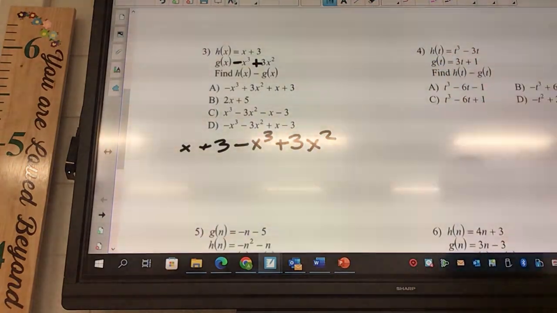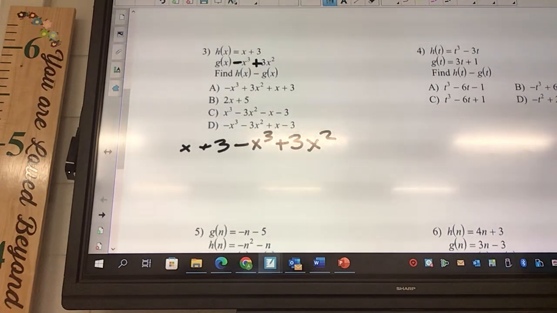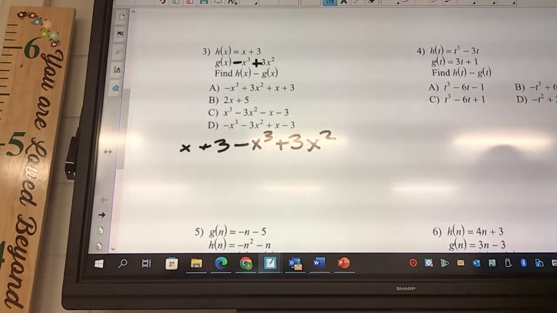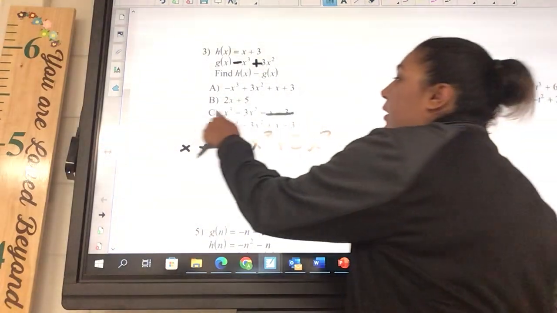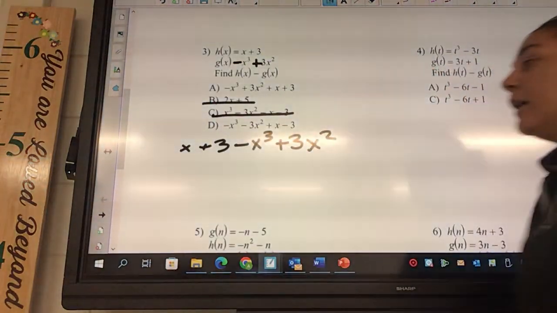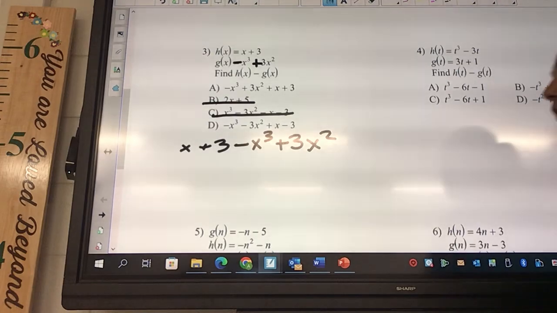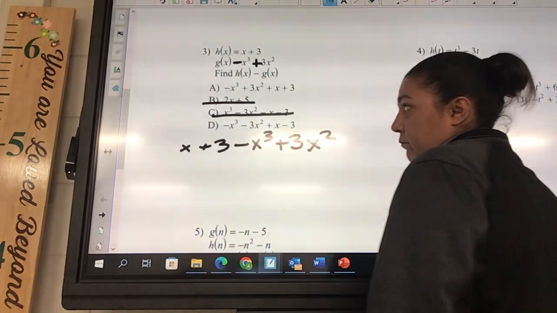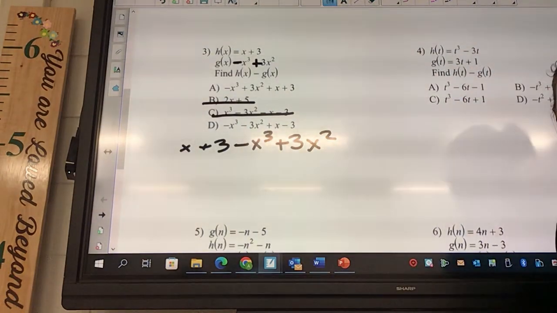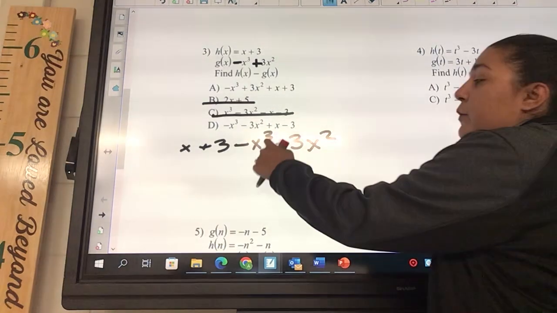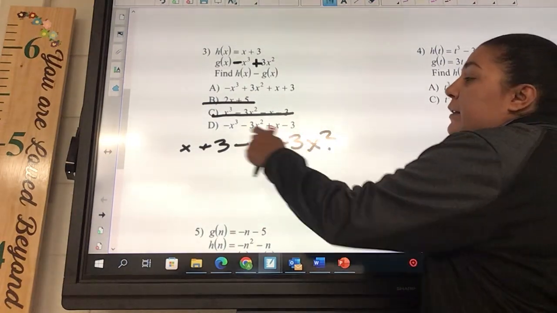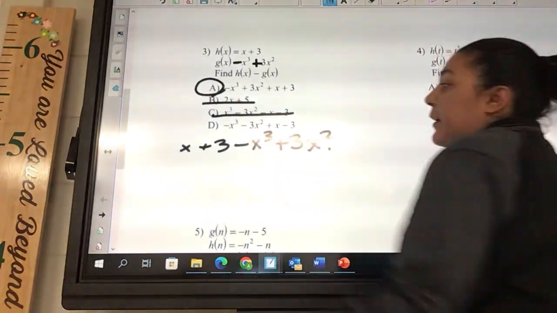Okay, what's going to come first? If we do highest to lowest, what's coming first? 3x squared or negative x to the third? So this one can't work and this one can't work. And then what's going to come next? Negative x to the third, then what? Plus 3x squared. If we do highest to lowest, plus a 3x squared, which is going to be A.